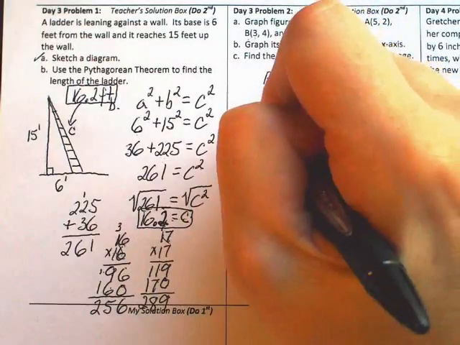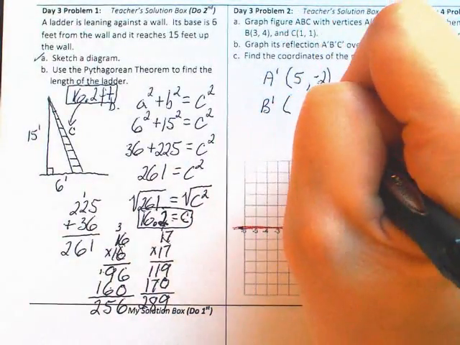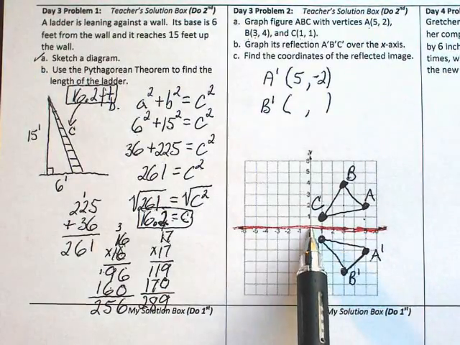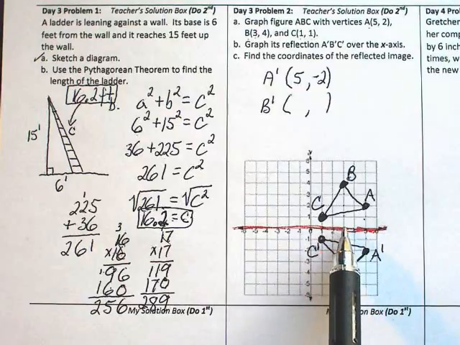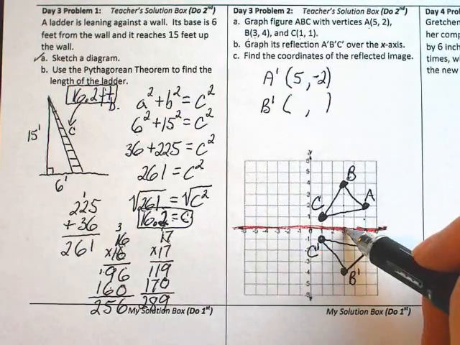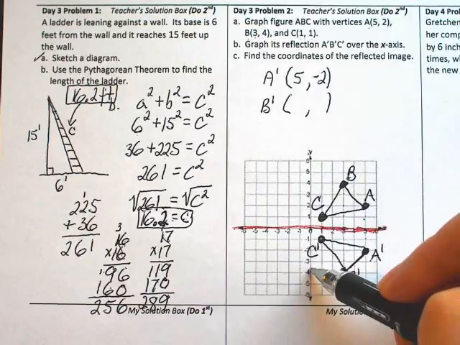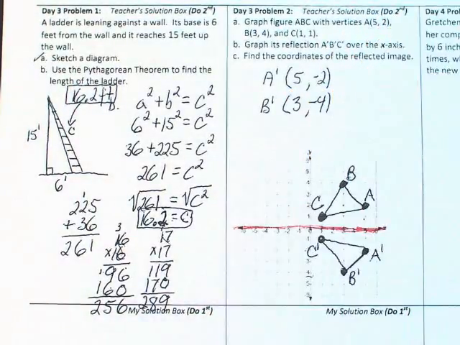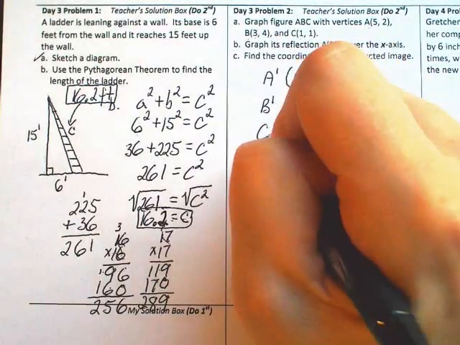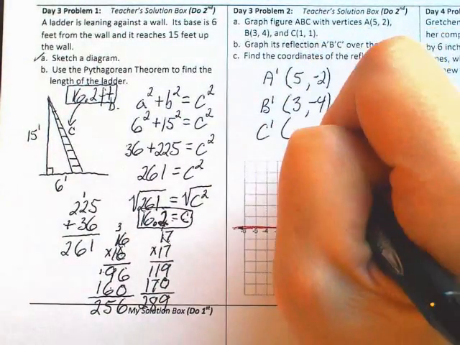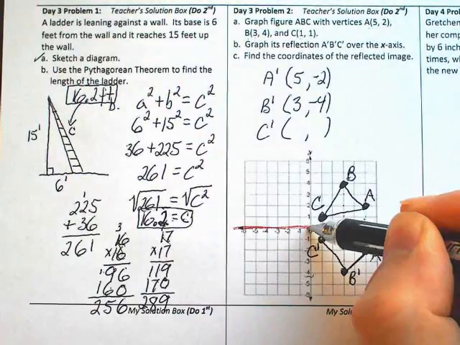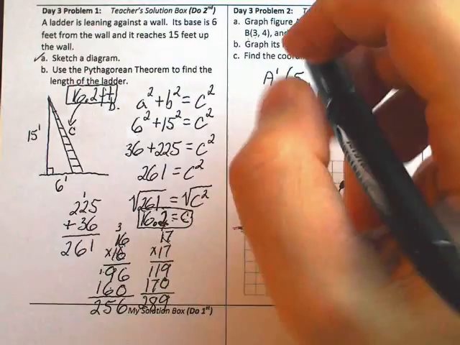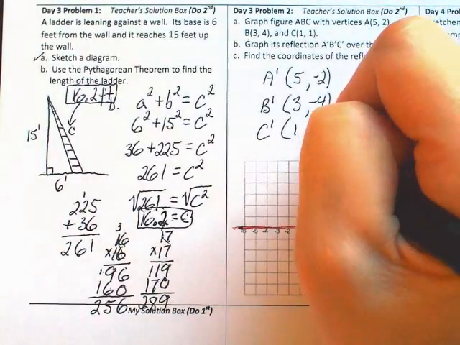Now B prime. Here is point B prime. Now starting at the origin, we need to go to the right to the 3, and then down to the -4. So (3, -4). And last, C prime. Starting at the origin, it looks like right 1 and down 1. And that is (1, -1).